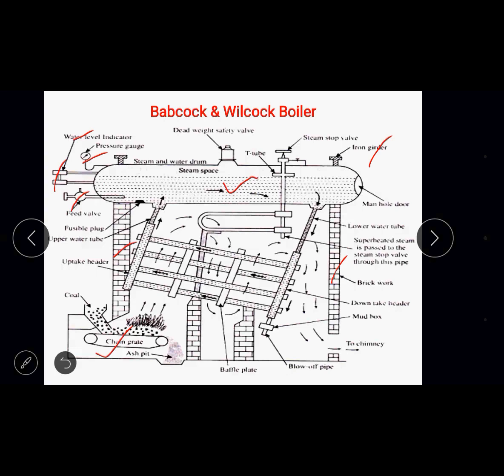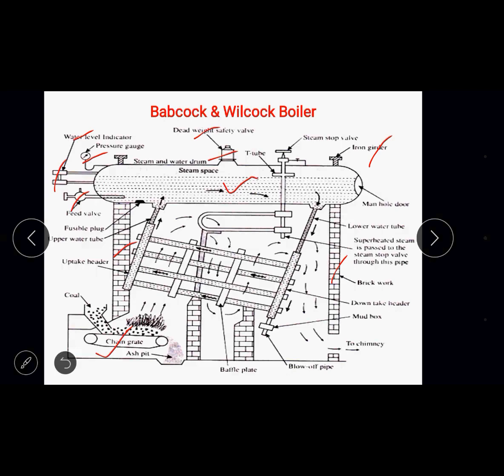Then coming to the next component, the dead weight safety valve. You can see another component, the dead weight safety valve. What is the function of this dead weight safety valve? It will get activated if the pressure level increases beyond the target value. If the pressure crosses its limit, it gets activated and immediately releases the pressure and prevents explosion of the boiler shell, just like in your pressure cooker.